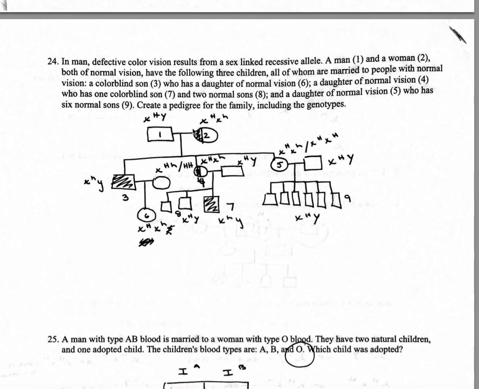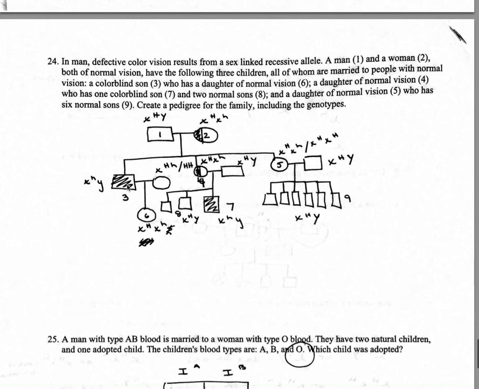You realize, though, that they have a colorblind son, and a daughter with normal vision, so we don't know quite what she is yet, so I would just draw a circle at first, and a daughter with normal vision. So they got 2 normal visioned kids. The reason why I know this is heterozygous is because they have a son who's colorblind. So automatically I know that X little h has to come from mom.